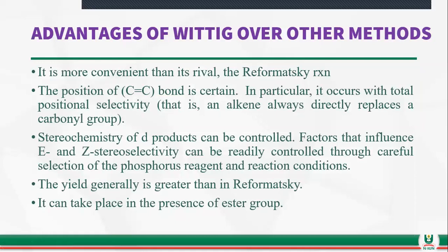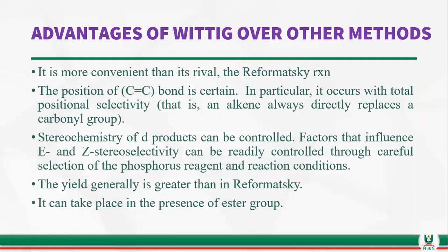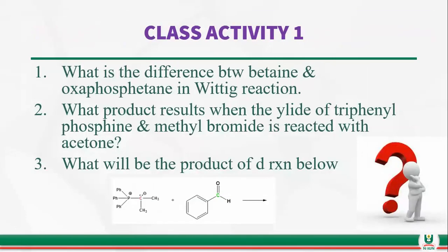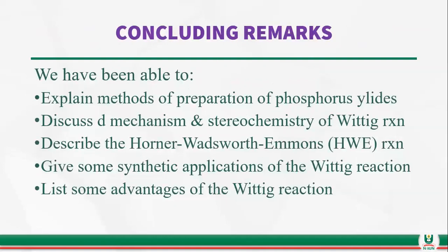The advantage of the Wittig reaction over other methods is that it is more convenient than its rival, the Reformatsky reaction. The position of the double bond is certain. In particular, it occurs with total positional selectivity. The yield generally is greater than Reformatsky. It can take place in the presence of ester. Other synthetic applications are also provided. These are some of the class activities you can try on your own. If you have any challenge, you can ask later.